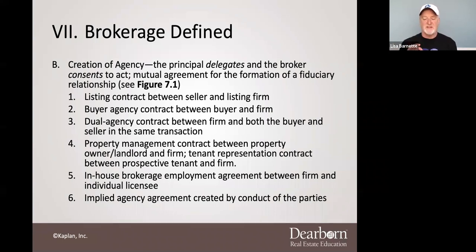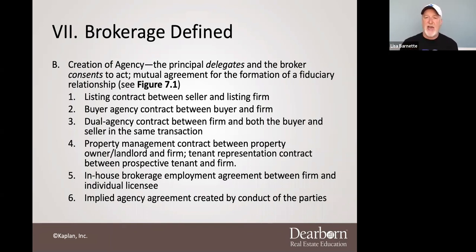And then I will mention this to you right now. Implied agency agreements created by the conduct of parties, that is in fact a true statement. But I'm going to make an important statement to you right now, and I will revisit this at a later time. In North Carolina, if agents are practicing agency correctly, it is impossible to have an implied agency agreement.